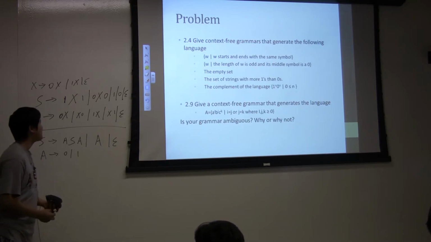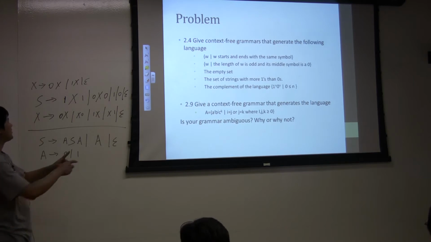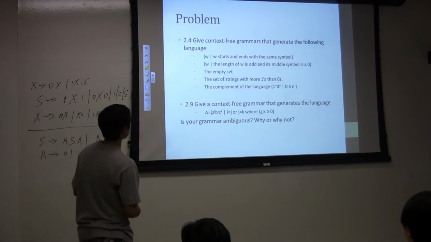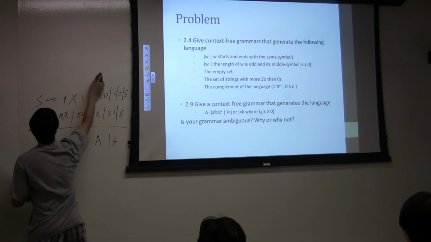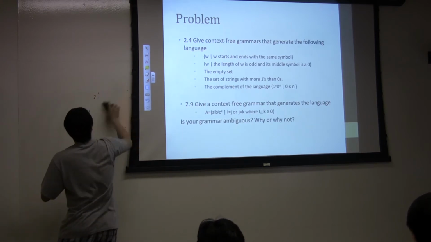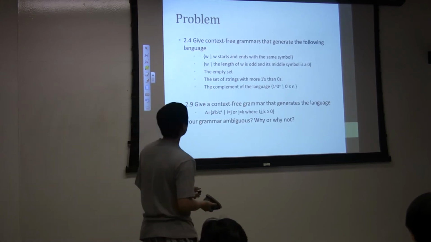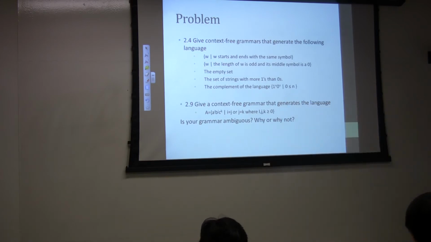Okay, so you see how to generate an arbitrary string, and how to generate a string where you can control the start and end. Let's do something else. The length. How do we count the length and the middle symbol? Can it generate palindromes, because the starting A can be 0 and the ending A can be 1?